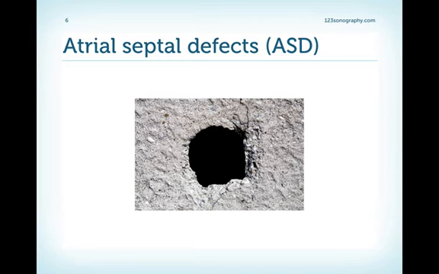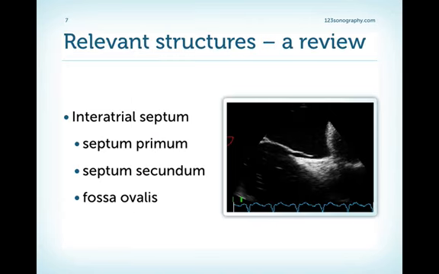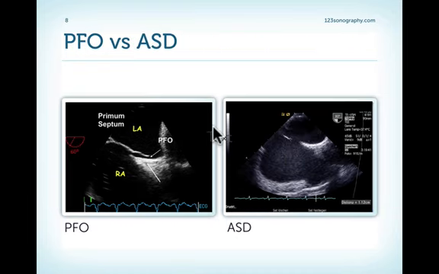We'll start with atrial septal defects. This image shows the normal aspect of an atrial septum with the thicker secundum septum, the primum septum, the fossa ovalis, and showing again the same image on the left side, and an atrial septal defect on the left side.